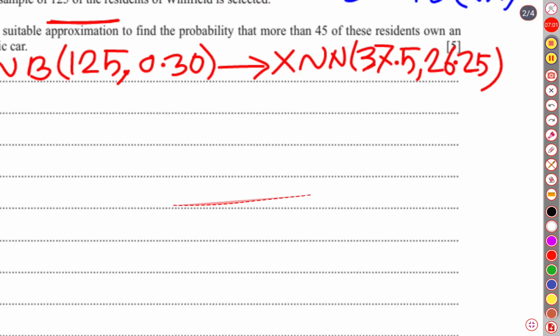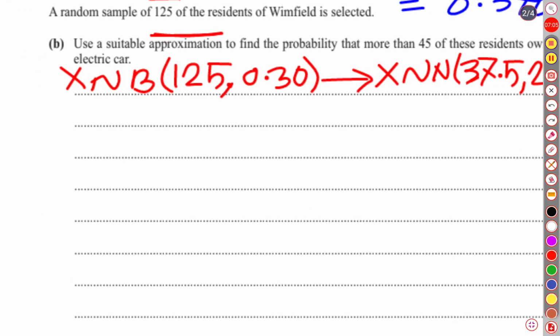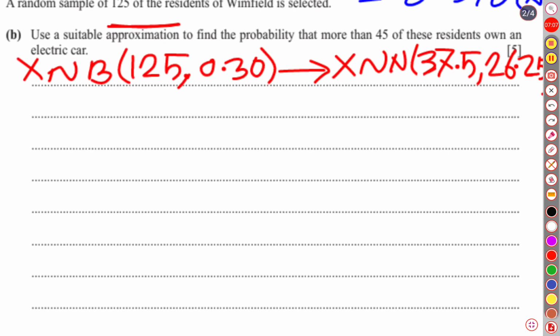Well, then they have told us to find the probability that more than 45. Okay, let us write probability of x is more than 45 people. Well, at this point we should not forget to apply the concept of the continuity correction.